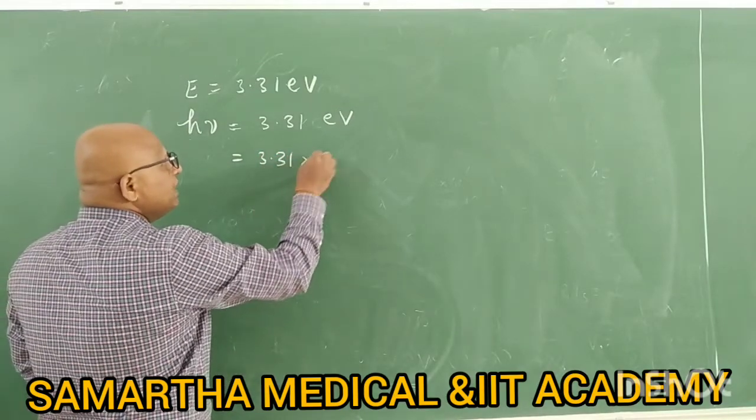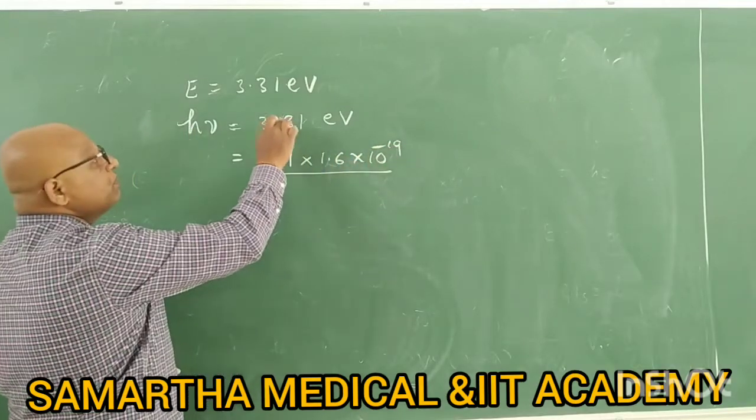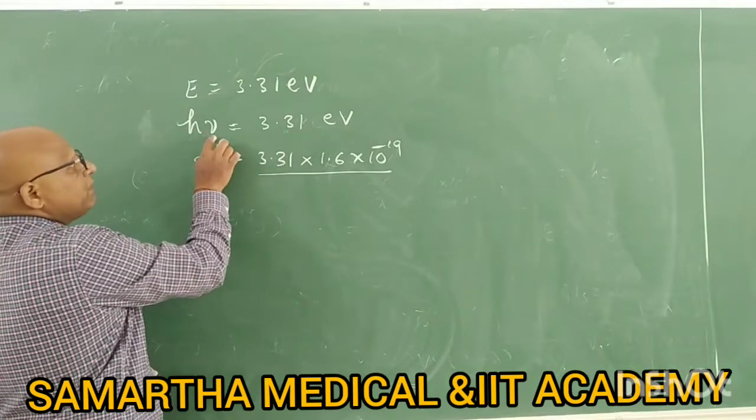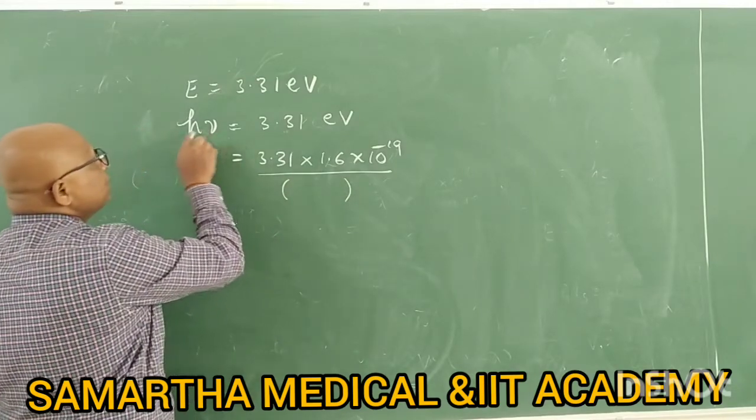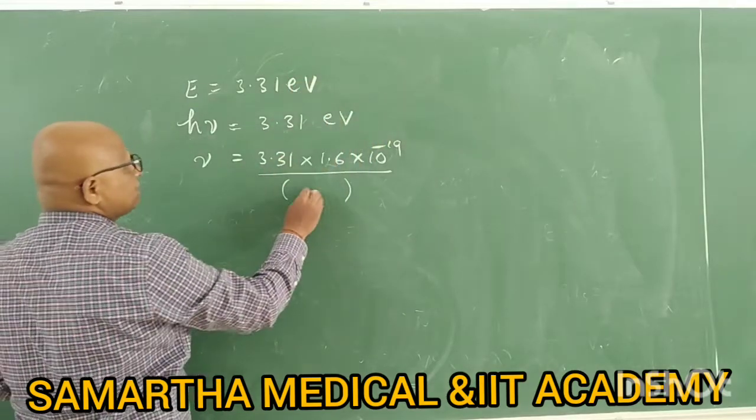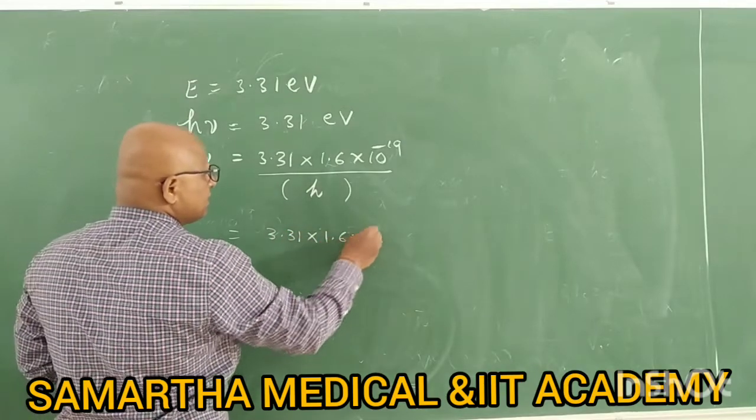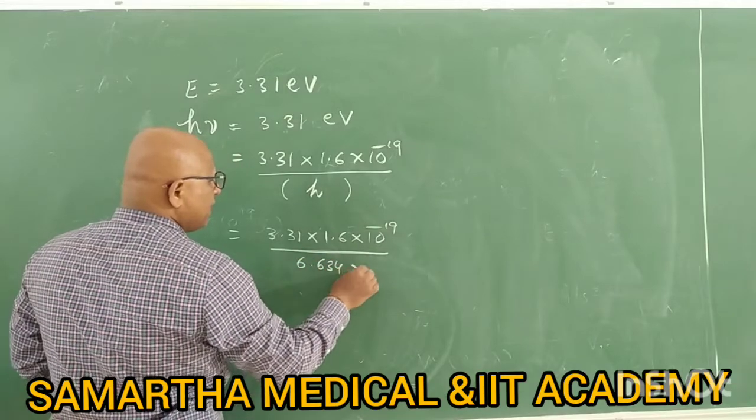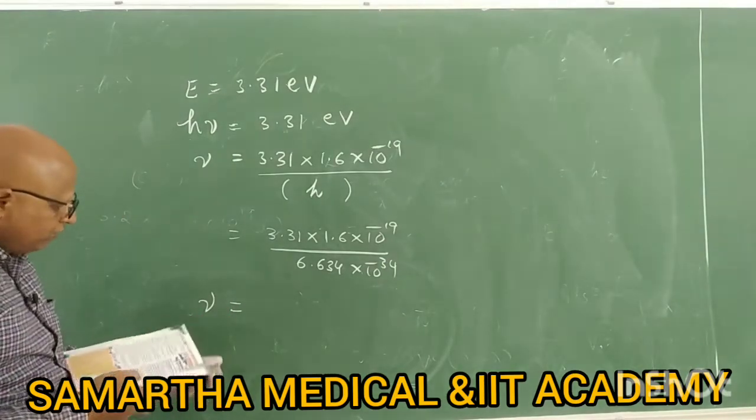Convert this 3.31. What do you mean by 1 eV? 1.6 into 10 to the power of minus 19. Now it is converted from eV to joule. Now h nu, we want nu, right? We want the frequency, and nu is to be divided by h. Nu is equal to 3.31 eV divided by h. Now h comes, okay, let me write h here. So 3.31 into 1.6 into 10 to the power of minus 19 divided by h value 6.634 into 10 to the power of minus 34.